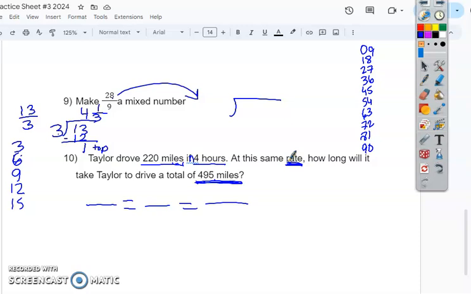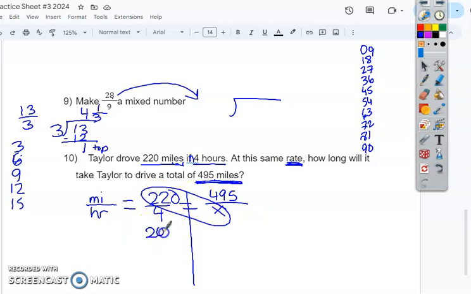So this says miles an hour. So 220 miles in 4 hours. And then over here we have 495 miles. I put it on top because miles goes with miles. And then I just put any variable here. Okay. 220x. The good news is, guys, there's a 0 here. That's good.